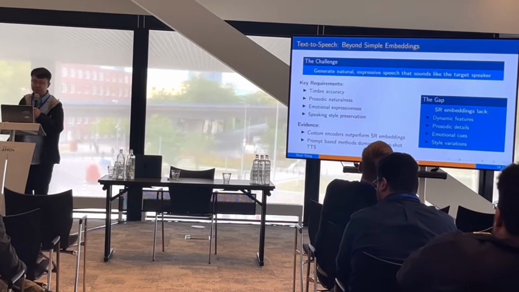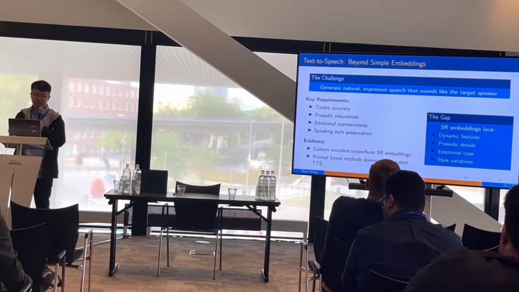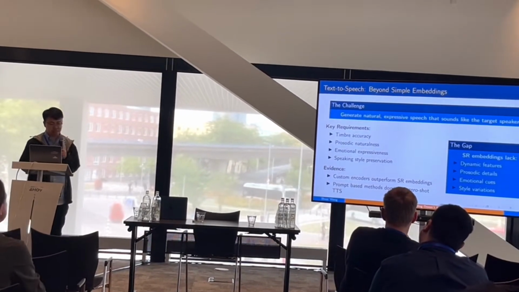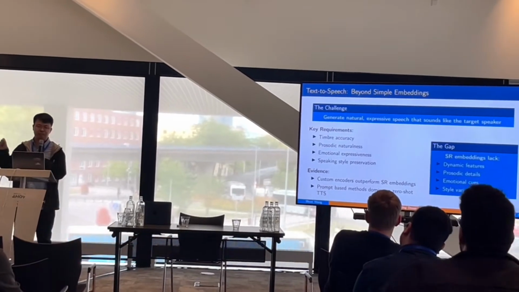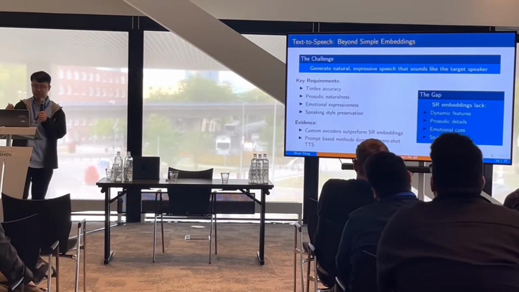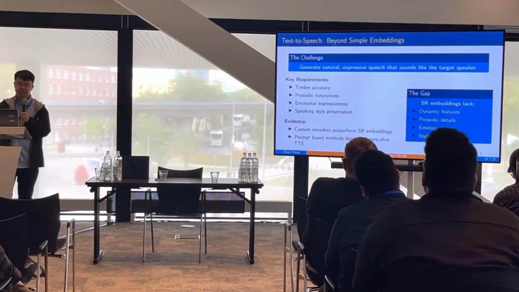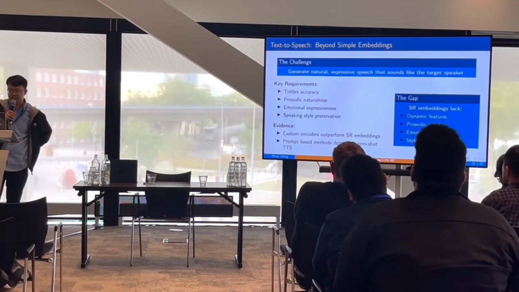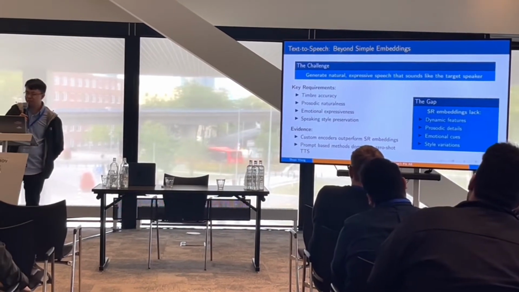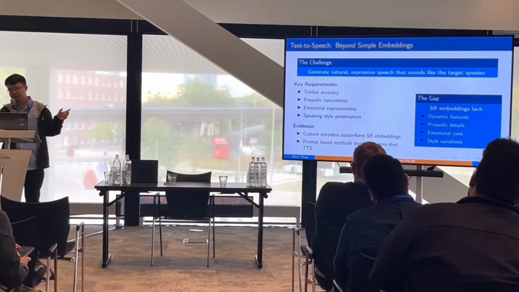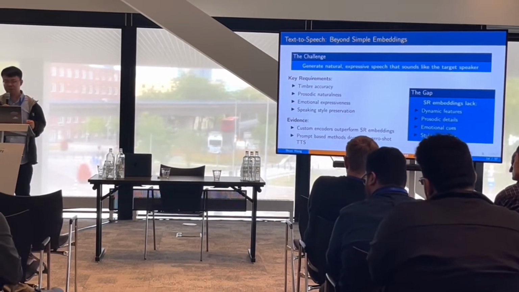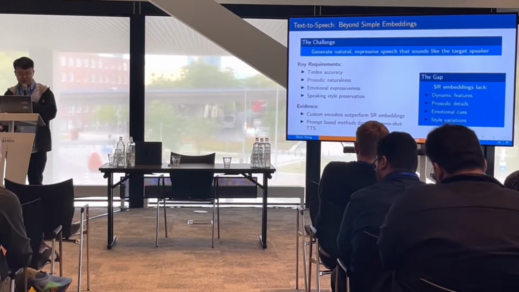For text-to-speech, the challenge is to generate natural, expressive speech that sounds like the target speaker. The key requirements for this kind of application are that we need timbre accuracy, but at the same time we want the system to have prosodic naturalness and preserve emotional expressiveness. But there are some gaps here, because speaker recognition embeddings are just one embedding for the whole utterance, and the dynamic features are removed. The emotional cues and style variation are also removed.